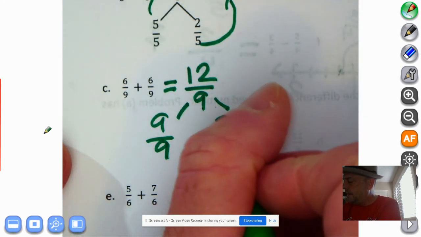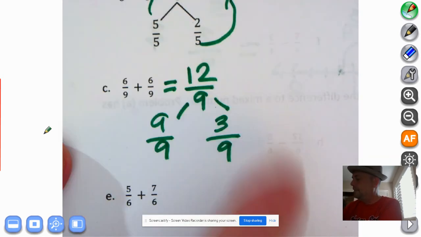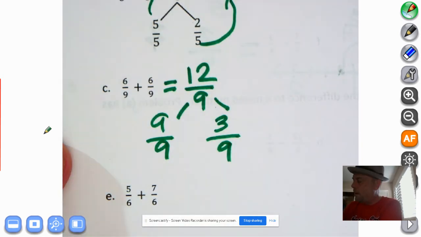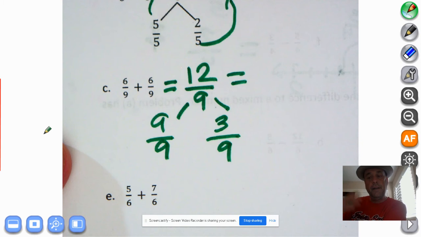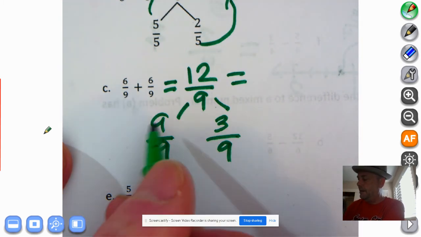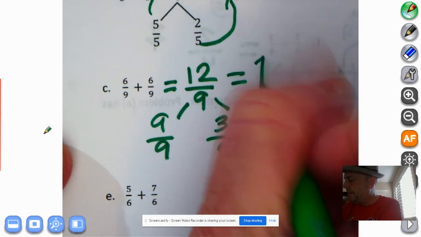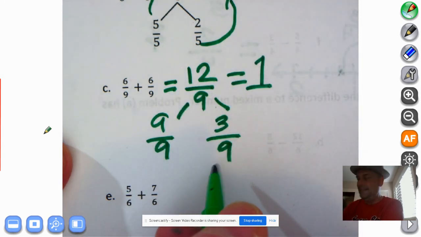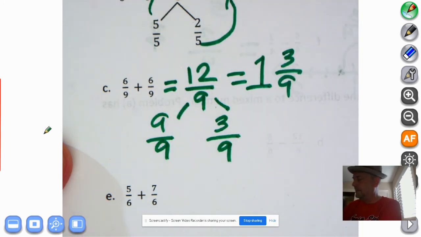How can I double check that? 9 plus 3, 9, 10, 11, 12 is 12. We have 12/9. What is this going to be as a mixed number? Think about it. 9/9. If the denominator and numerator are the same, it equals 1 whole. What's left over? 3/9. And there we have it, 1 3/9.